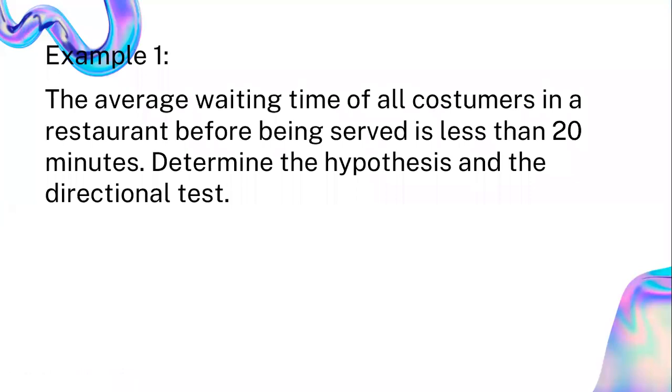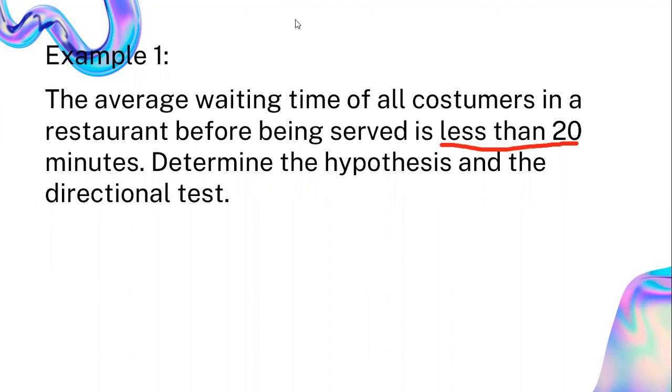The average waiting time of all customers in a restaurant before being served is less than 20 minutes. Determine the hypothesis and the directional test. Okay? So you need to take note of the words is less than 20. So what's the first step? As stated in the steps that I have discussed to you, you need to identify the parameter in the given problem. What is that parameter?